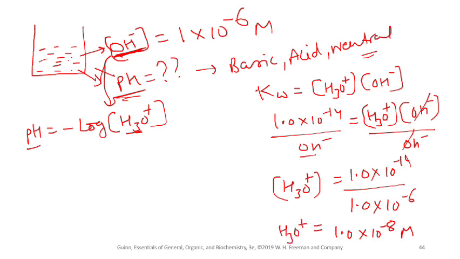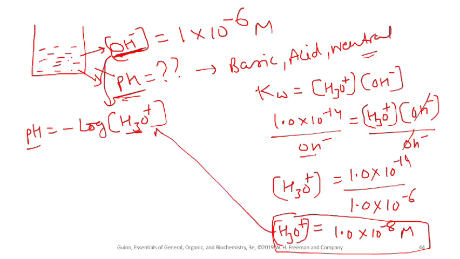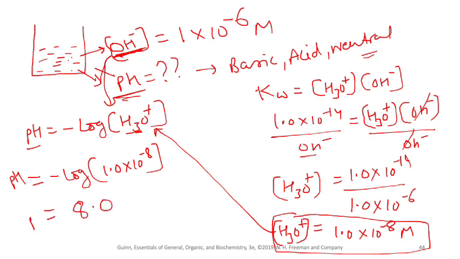for the H3O plus concentration. And now we have the hydronium ion concentration in our hand, and I can use this hydronium ion concentration directly in the formula. Right, so let's plug in the number. pH is equal to negative log of 1.0 times 10 raised to the power negative 8, and when you solve it using your calculator, you will end up with a pH of 8.0.